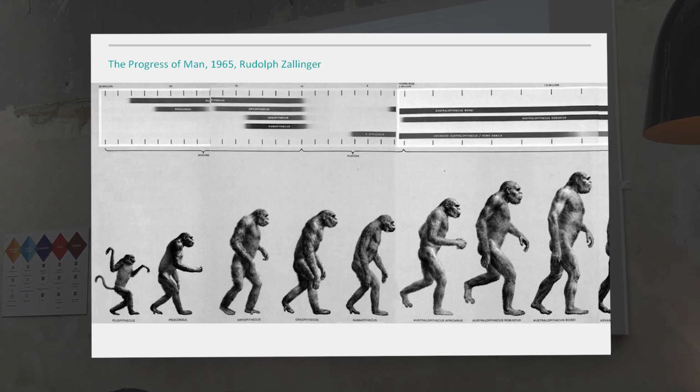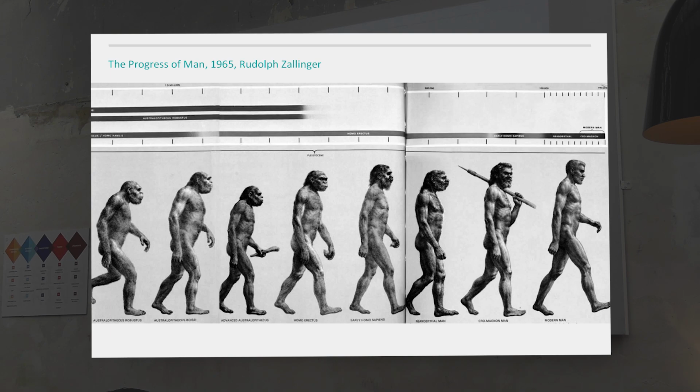Rudolf Zallinger, who is a very important scientific illustrator working in the US, developed this diagram called The Progress of Man in 1965. He used different postures and body hair to represent the evolution of the human animal. He also put representative tools in the hands of some of those ancestors. You see that modern man in 1965 has a very recent haircut, but he's not carrying his cell phone yet.